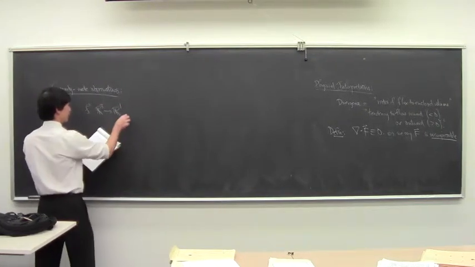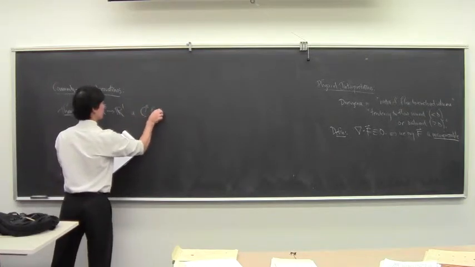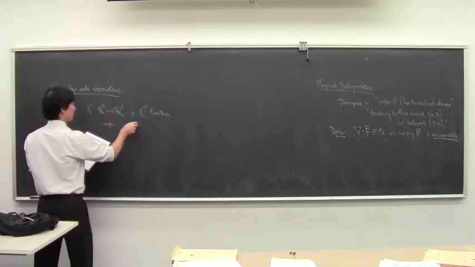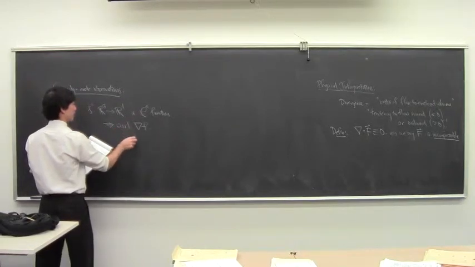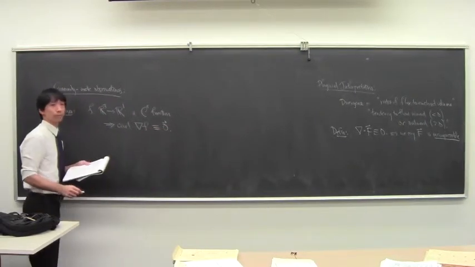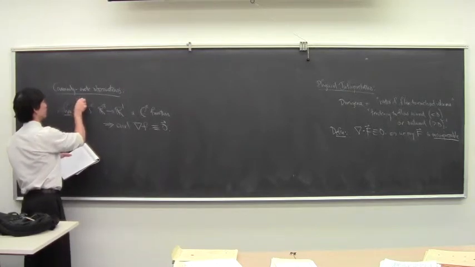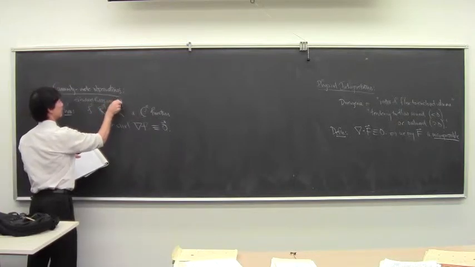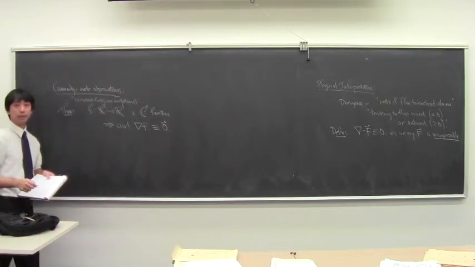So you have a function that's twice continuously differentiable. Then if you take its gradient field and you take the curl of the gradient field, it turns out that the curl is 0. In other words, gradient fields are irrotational. Gradient fields are irrotational.